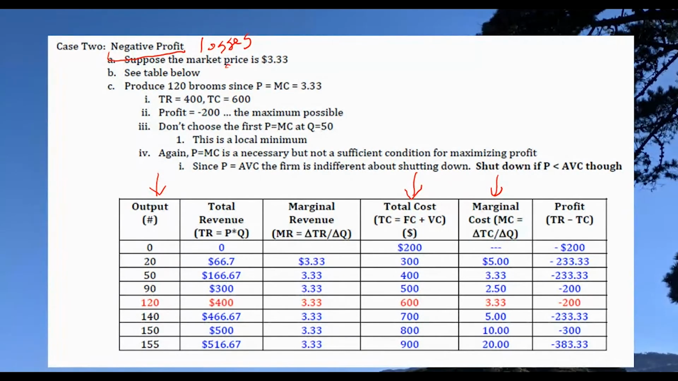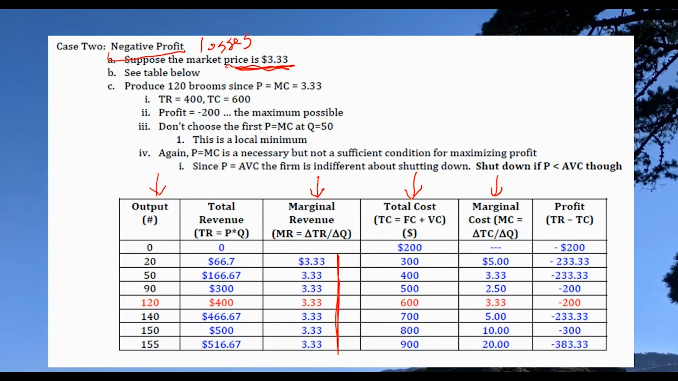But what we're changing is the market price. And we've lowered it now to $3.33 from $10, much lower than before. And we're going to see what the impact of that is going to be. Now, if the price is 3.33 from the market, then that's going to be the marginal revenue. So everywhere, marginal revenue is going to be $3.33 for this small individual firm in the marketplace.